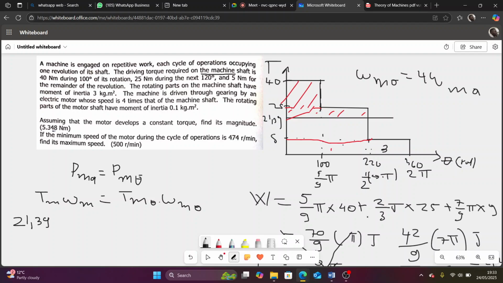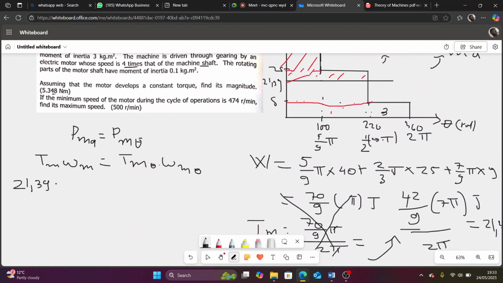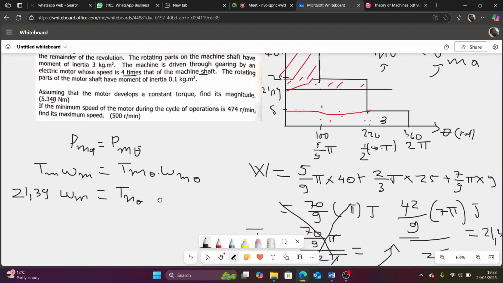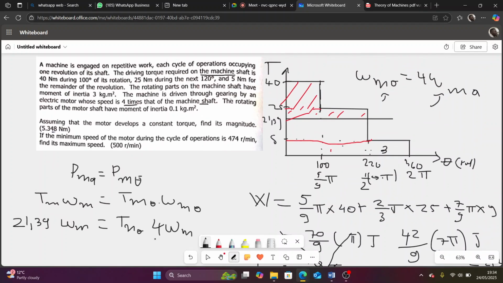Okay, when they say the machine is driven through gearing by an electric motor whose speed is 4 times that of the machine. So speed of the motor is 4 times the one of the machine. So what does it mean? Here, I will write what? W machine, right? When it comes to the motor, I'm going to write torque of the motor. But when it comes to speed of the motor, I will write 4 times W of the machine. Is it making sense? Or should I repeat?